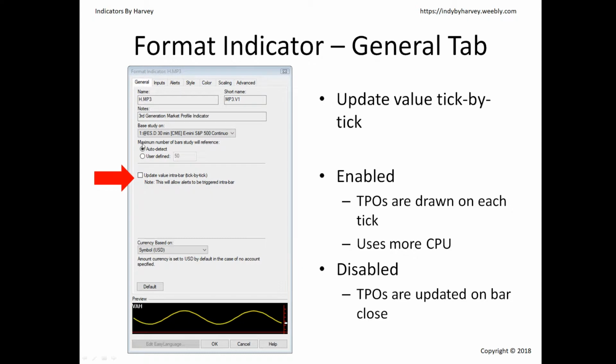In the General tab, you can enable or disable the ability of the indicator to update the values that are displayed tick by tick. If you do enable it, the TPOs are drawn on each tick. Keep in mind this uses more CPU. Disabled, the TPOs are updated only on bar close.